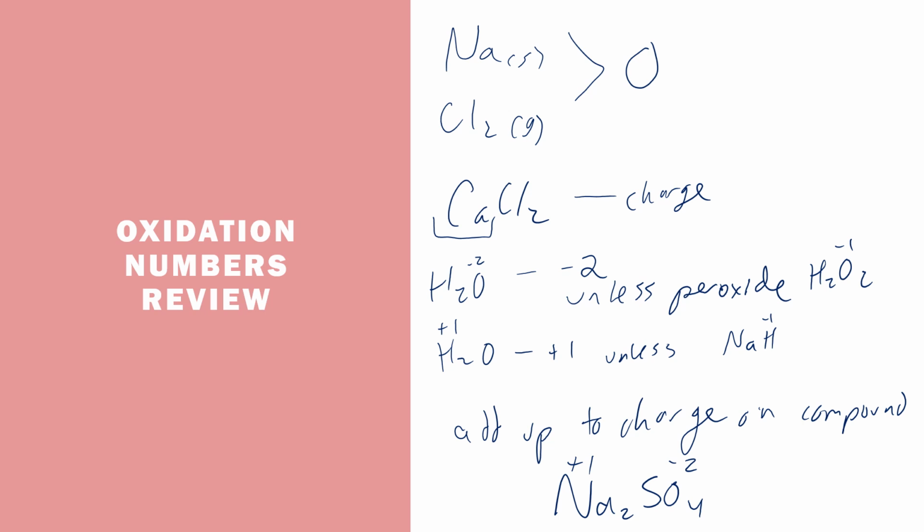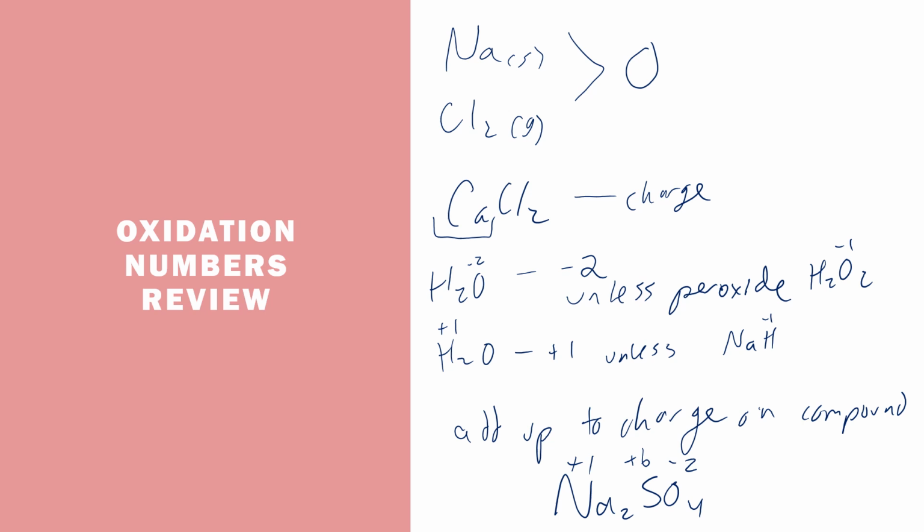I don't know what the sulfur is just by looking. I have to figure it out. There's 2 positives from the sodium and 8 negatives from the oxygen, so the sulfur has to be +6 to get everything to add up to 0. And so that's how you would figure out any other oxidation number.